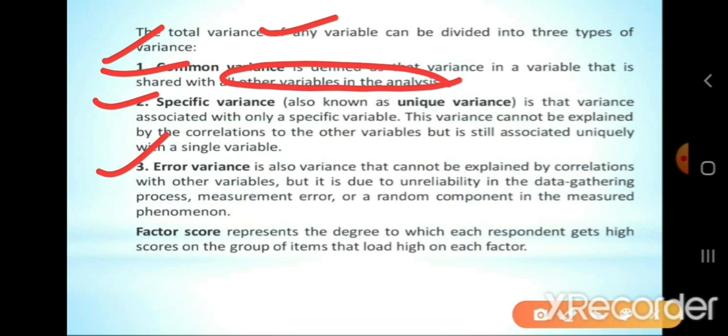This variance is basically not explained by the correlation with other variables, but is due to some error. Okay, error may be in data gathering, processing, measurement, or some random component. So the total variance will be the sum of common variance, specific variance, and error variance.